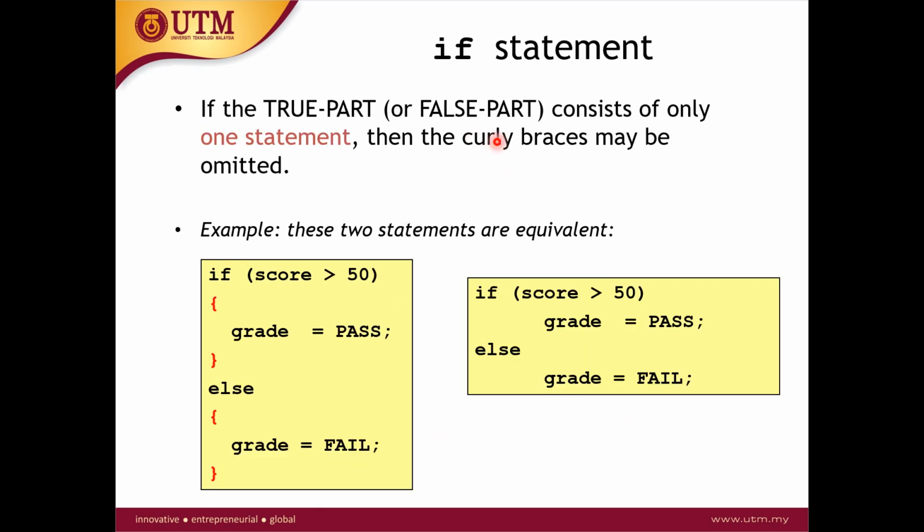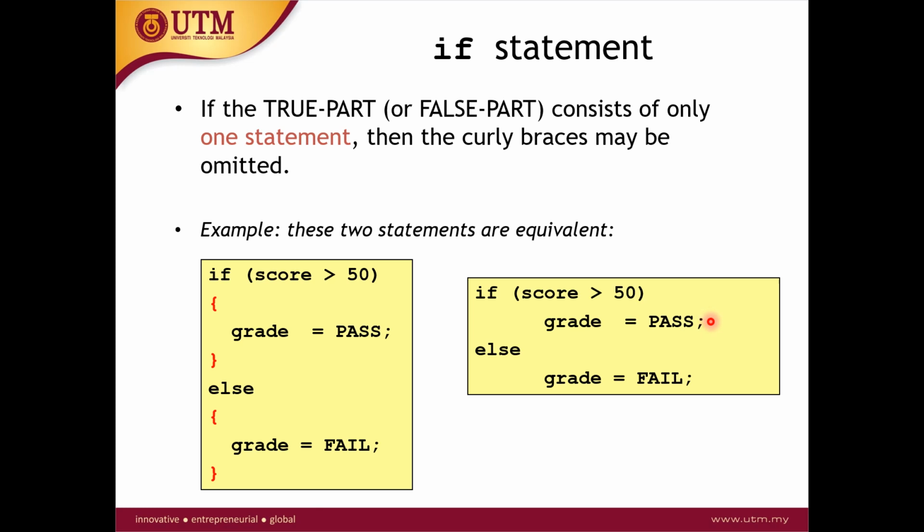And this is very important in the if statement. If the true part or the false part is only one statement, look, this one is one statement and this one is one statement, then you can remove those two brackets. For example, if the score is greater than 50, execute this part which is between those two brackets, else execute this part. So it can be written this way. We can omit those brackets, because in this case, when we have only one statement, this one is going to be executed.